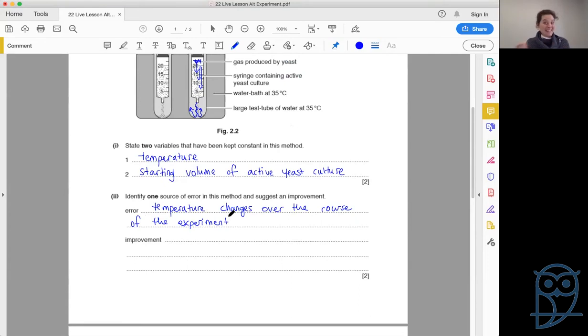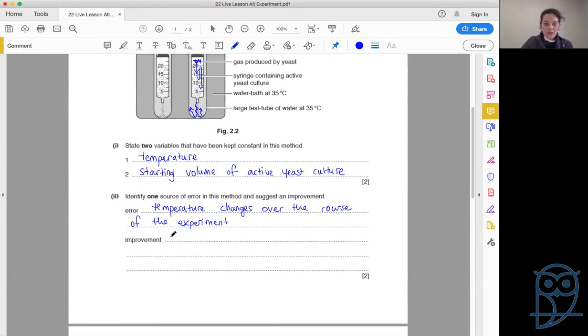So the impact is the same on both test tubes because both test tubes are in this cooling down water bath, but there is an effect of temperature over time. The temperature at the end of 25 minutes is not the same as the temperature at time 0. How would we change this? We would actually want to maintain that 35 degrees C for the duration of the experiment. So that means we need our thermostatically controlled water bath.